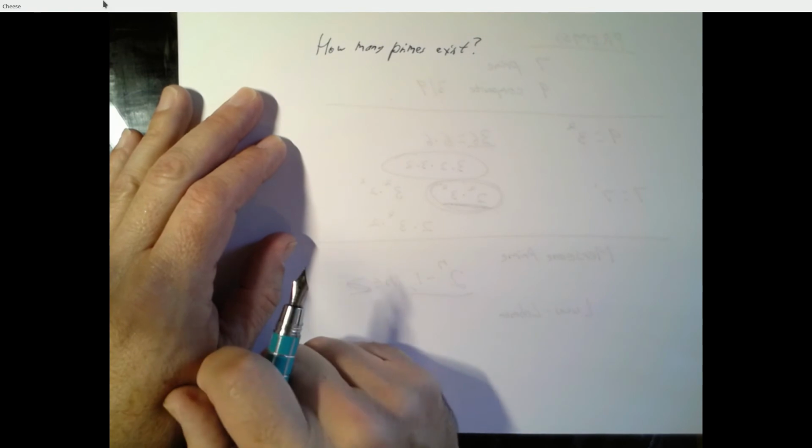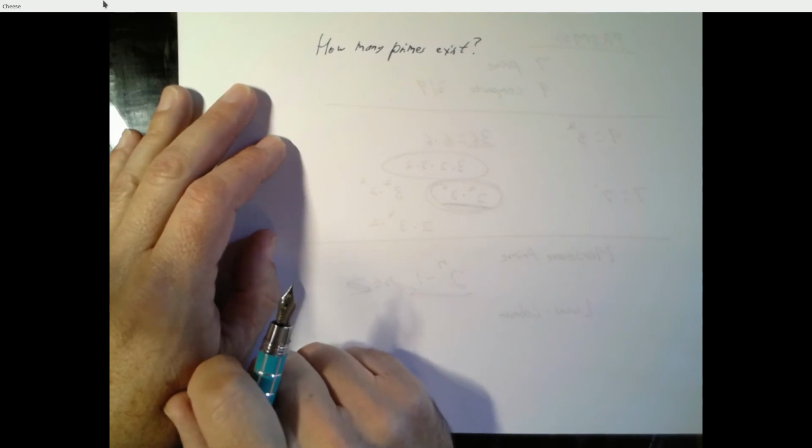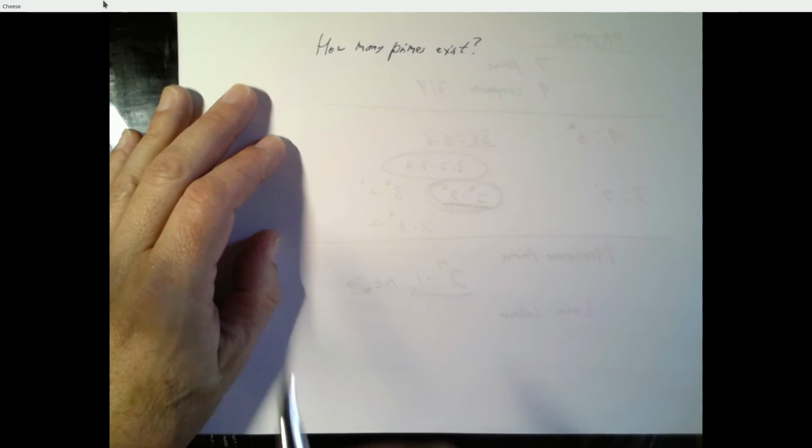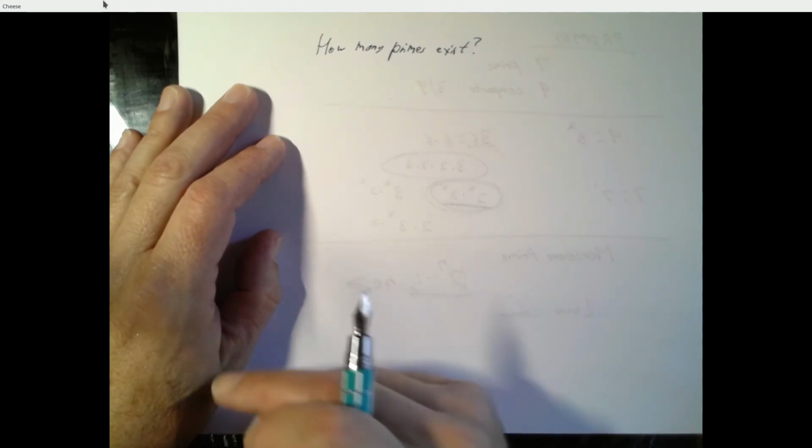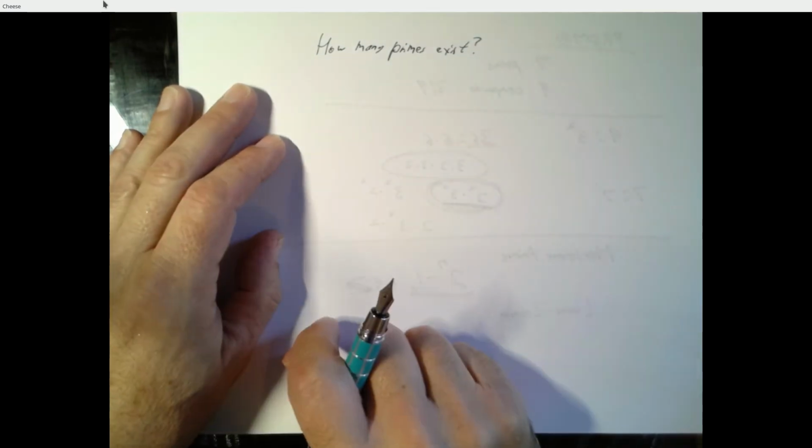And that proof has been known for thousands of years also, that there is no largest prime. Whatever number you pick, there's always a prime bigger than that number. That's the sense in which the answer to this question is infinite.